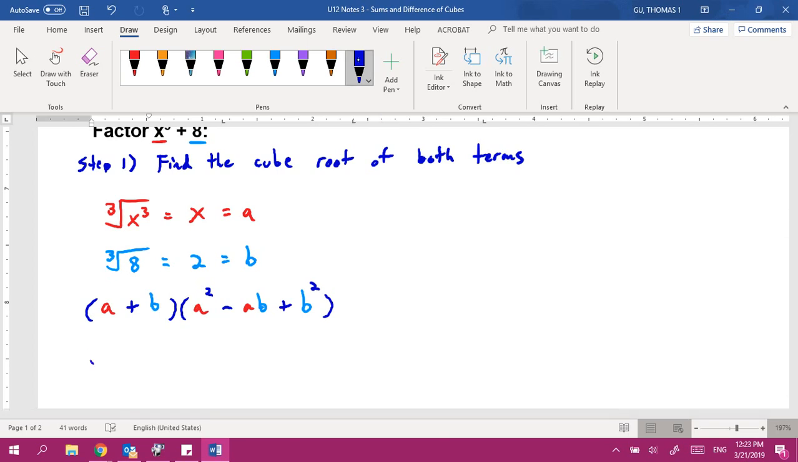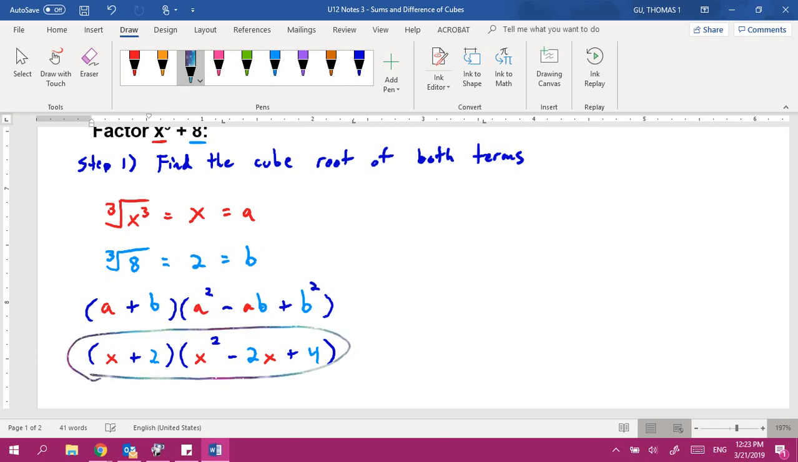So what is going to be my first set of parentheses? x plus 2, very good. And then x squared, right? Minus 2x, right? Which is 4, that's right. And there it is. That's the factored form right there: x plus 2 times x squared minus 2x plus 4. And that's the answer.